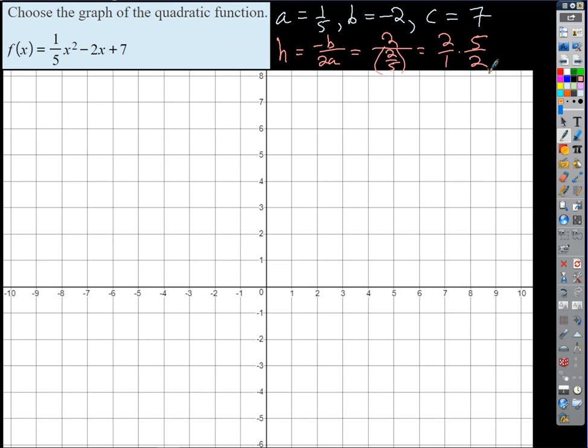denominator. So what happens to the 2's? Cancel. And I get, okay, so h is 5, right?